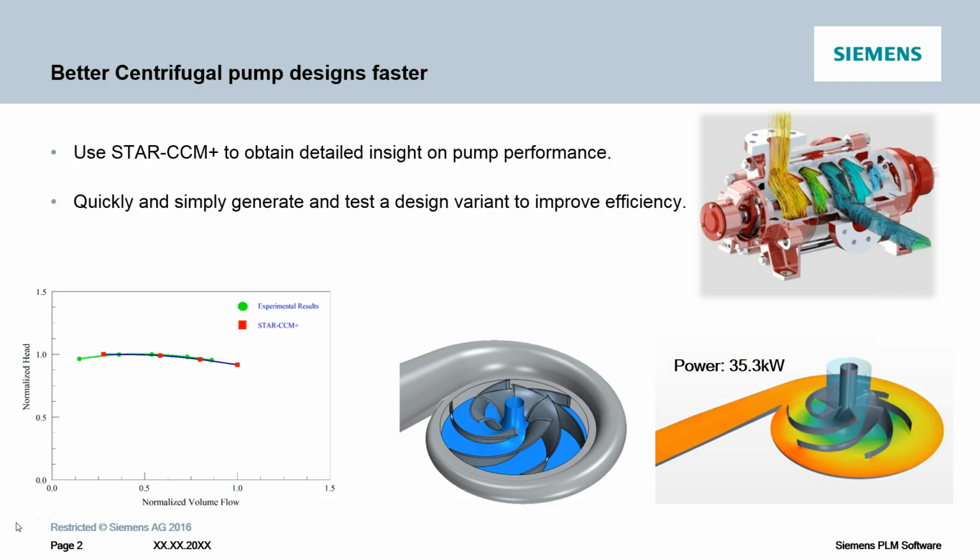Secondly, we are going to create a design variant and test its performance using Star-CCM+. In our current study, I have modified the hub shape as well as the leading edge position of the blades and checked how it affects pump performance. Since this is a quick process, I am going to show it live using the software.